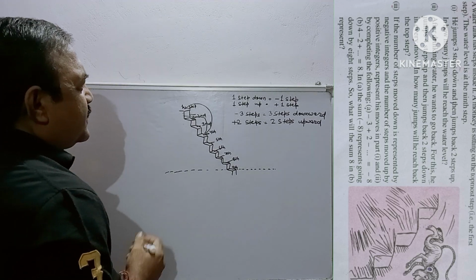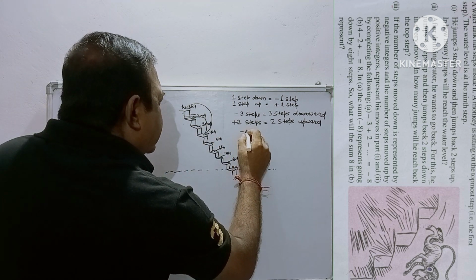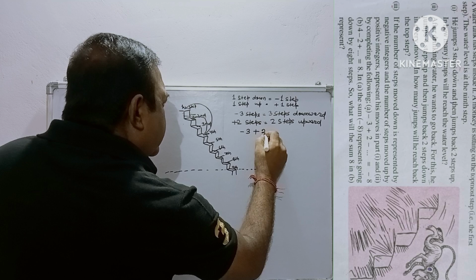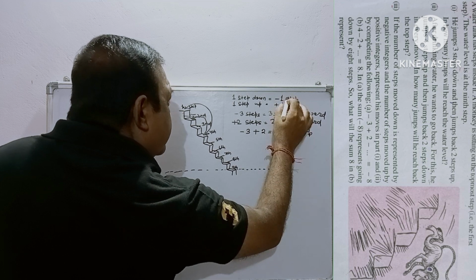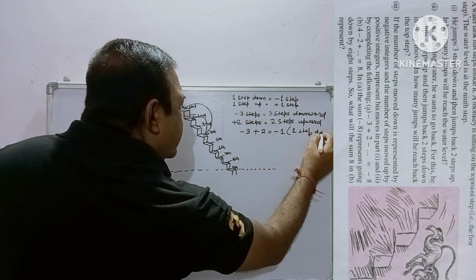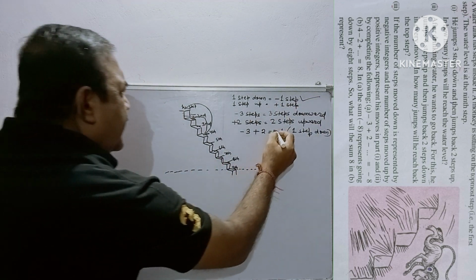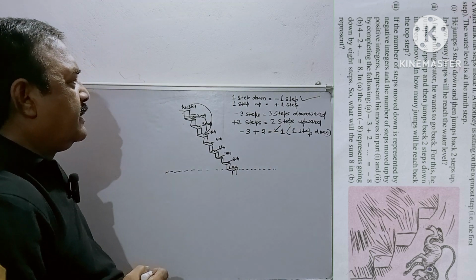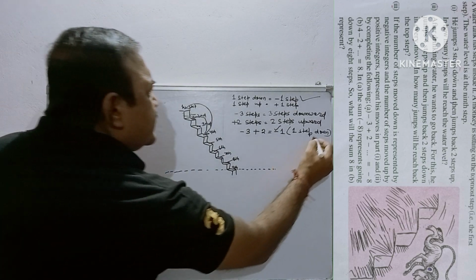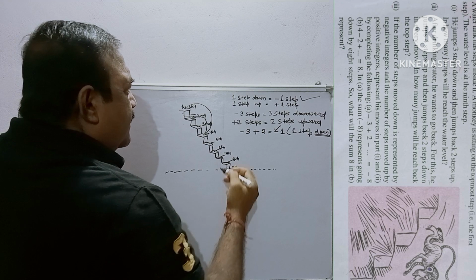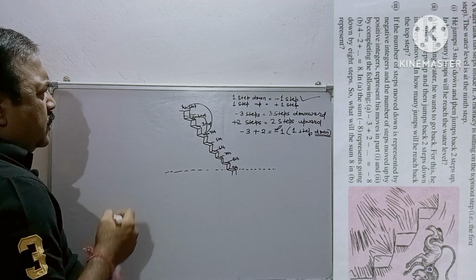Okay? So what is the resultant step here? What is the final step? We will see -3 plus 2, that is equal to -1. That means one step down. Already we have mentioned. Here you see one step down. So this minus sign indicates that the monkey steps down, but one step down. So for this direction we use the negative sign. Okay?